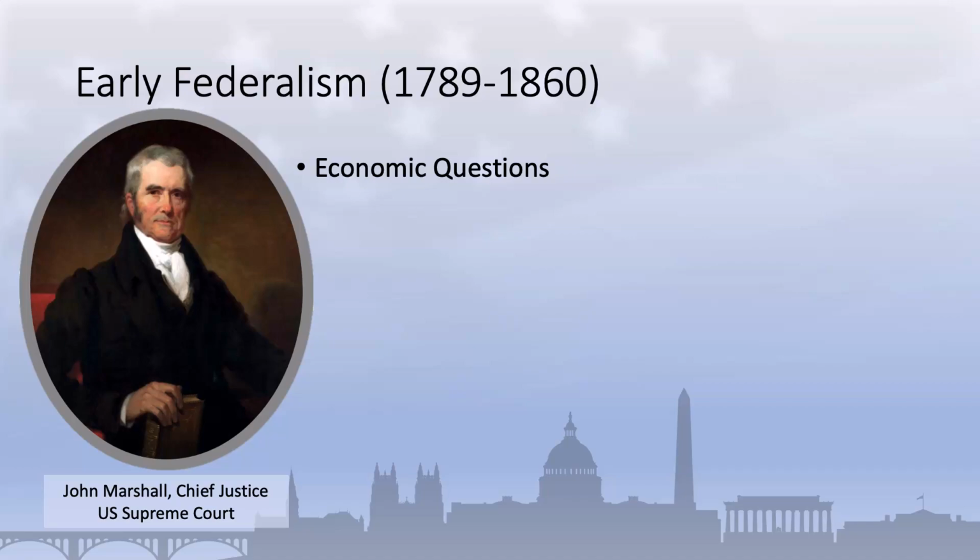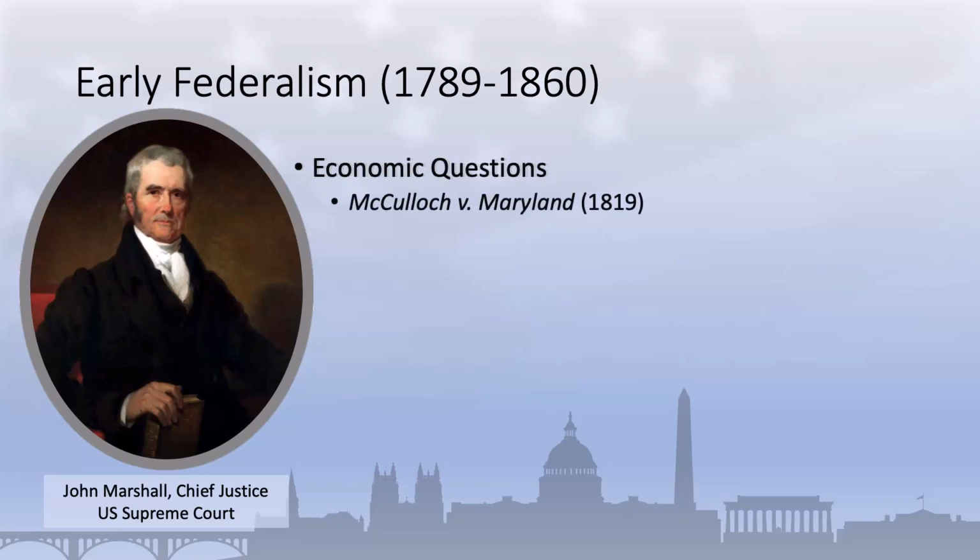There are two cases which are particularly important in this respect. The first is the case of McCulloch versus Maryland. At issue in this case was whether or not the federal government had the authority to create a national bank. The state of Maryland had imposed a tax on the bank's operation, and the bank's cashier, James McCulloch, refused to pay it. In McCulloch versus Maryland, the court ruled that the federal government, under the Necessary and Proper Clause, did indeed have the power to create a national bank.